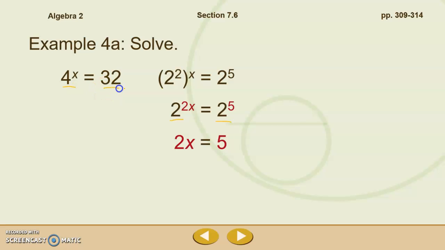So we rewrote both of them as base 2. So this became 2 to the 2x, 2 to the 5th. And once our bases are the same, we've got a property that says if your bases are the same, then your exponents must also be the same. 2x equals 5. And when we solve for x, we get x equals 5 over 2.